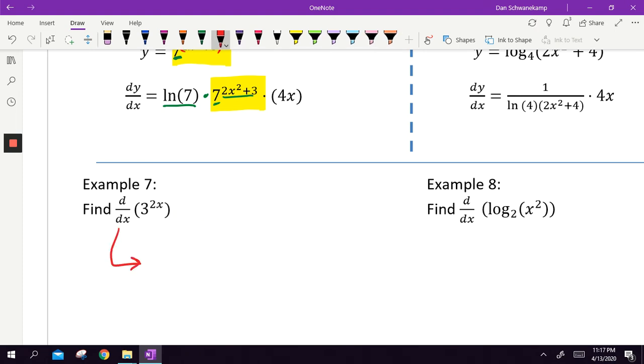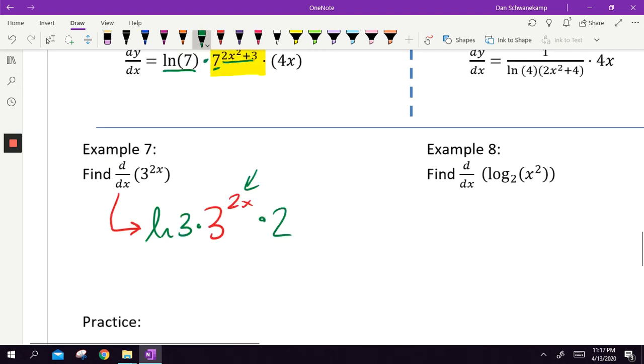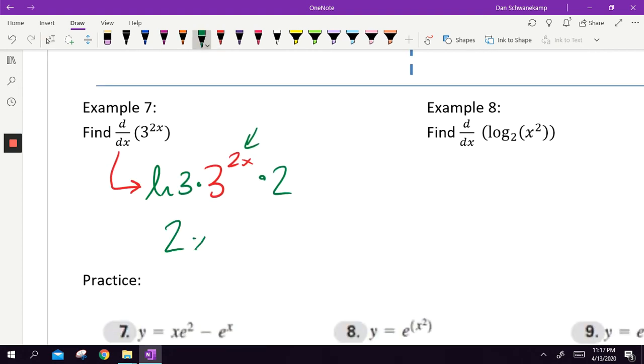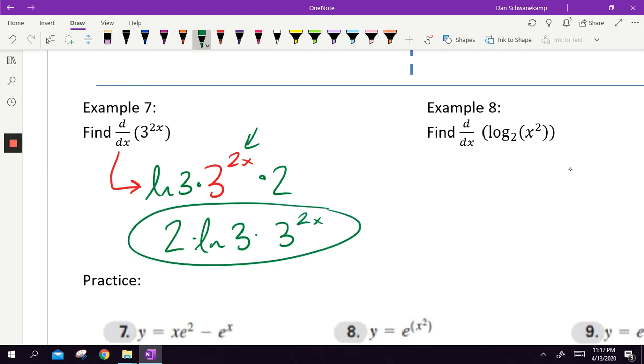All right. So this derivative is rewriting the exponential, but I need to include the natural log of whatever my base is. And I also need to take the derivative of my exponent. So the derivative of my exponent is 2. So my answer would be 2 times natural log of 3 times 3 to the 2x. I have not seen that happen a whole lot, but it's basically the same thing. The derivative of the exponential is the exponential with the natural log of the base.